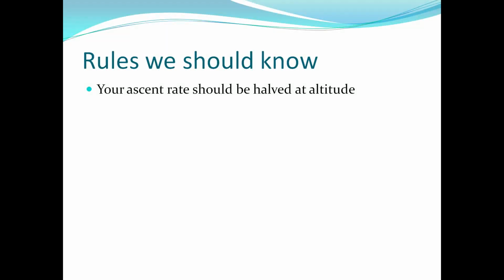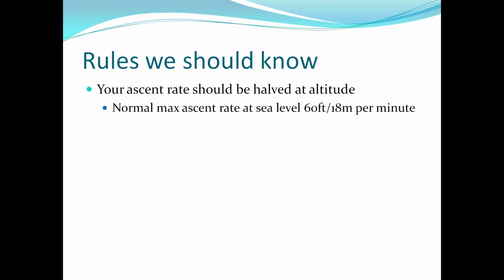When you're diving at altitude, your ascent rate should be halved. Hopefully you know that the normal maximum ascent rate for a dive when you're diving at sea level is 60 feet or 18 meters per minute. You would have learnt that in your open water diver course. So when diving at altitude, if we're halving it, that means our maximum ascent rate should only be 30 feet or 9 meters per minute. We're always going to ascend much more slowly when we're diving at altitude than we would at sea level.